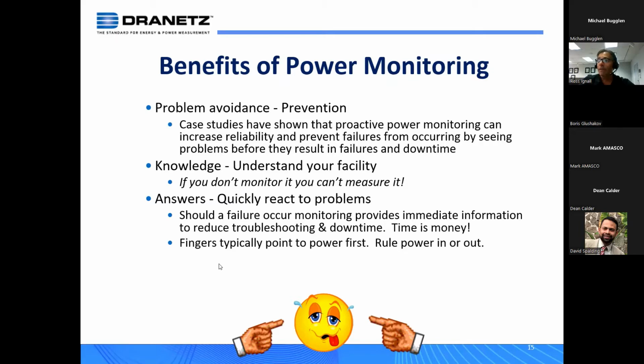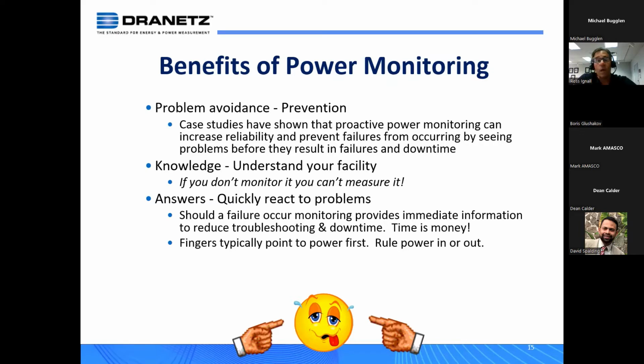And then on a reactive basis, should problems occur, if you're monitoring, you can go back and look and find out what the source is. So power monitoring, specifically power quality monitoring, is like a DVR for your facility, putting it in modern terms.